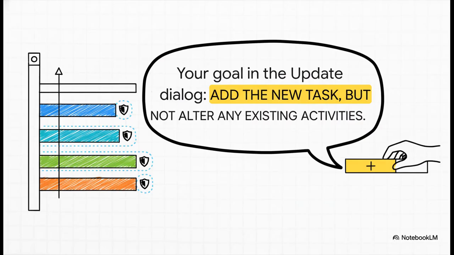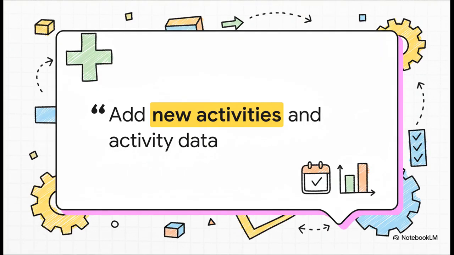Okay, so when you open that Update Baseline dialog box, you need to have a laser focus. You have one mission and one mission only. Add the new activity and its data. That's it. We need to leave everything else, every single part of our original baseline, completely untouched. This is your prime directive.